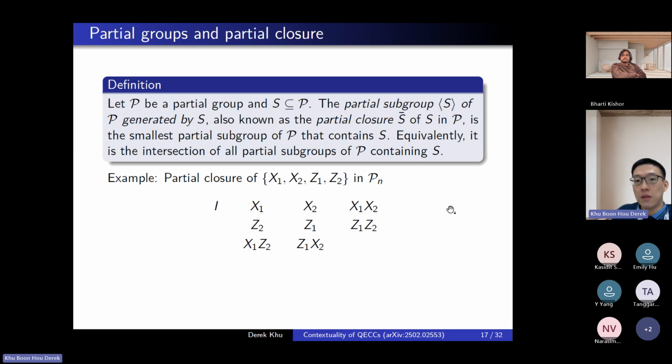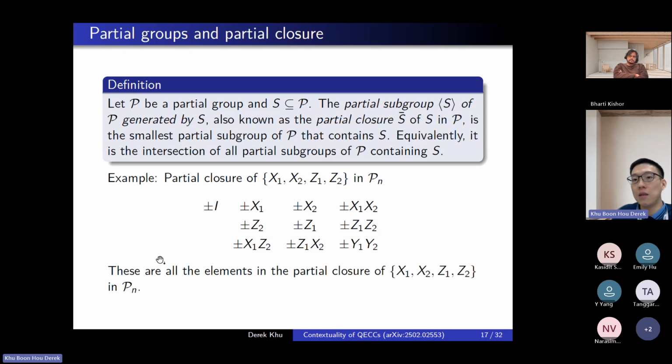But then we can take products again. If we take the product of these two operators, x1z2 and z1x2, which commute, we get y1y2. And if you take the product of these two operators, x1x2 and z1z2, we get minus y1y2. So we get both plus and minus y1y2. And now we can take products again, and you would see that you get more operators. Finally, when you take products, say from the minus i with these four operators, you get these. One would realize that if you try to take products of any two commuting operators in this set, you would remain in this set. So it turns out that these are all the elements in the partial closure of these four operators. Is this okay?